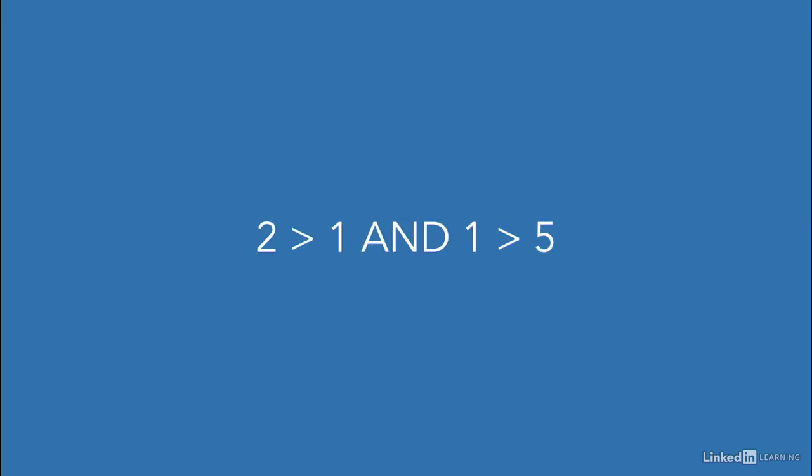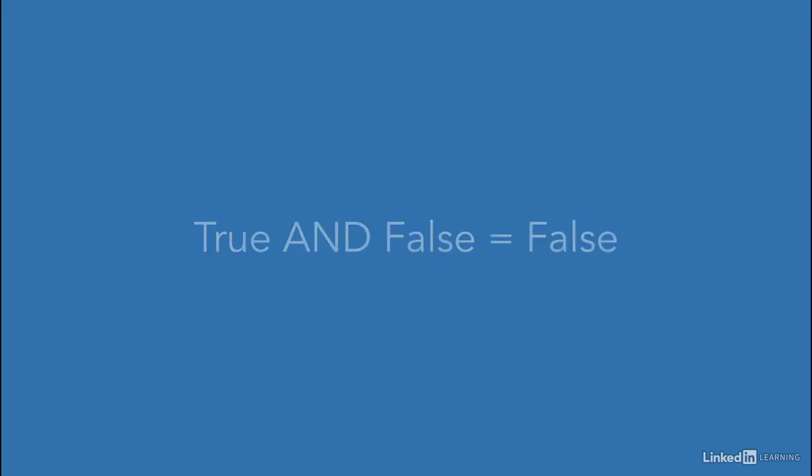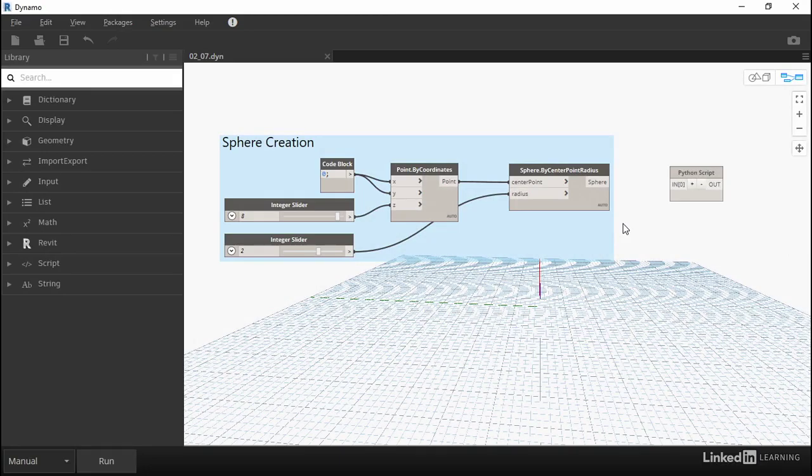However, if one of the operations becomes false, for example 1 greater than 5, which equals false, this Boolean comparison changes to true and false, and this would therefore equal false. When comparing two Booleans using the AND operator, this will always evaluate to false unless we are comparing two true values. I currently have the Dynamo exercise file open for this video.